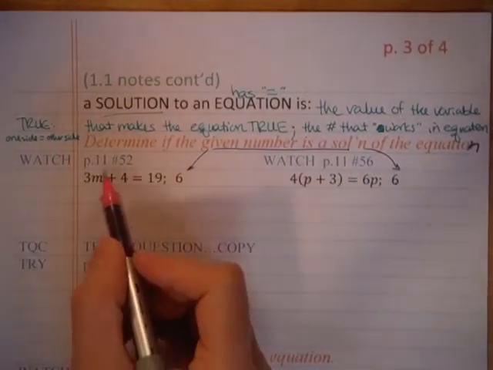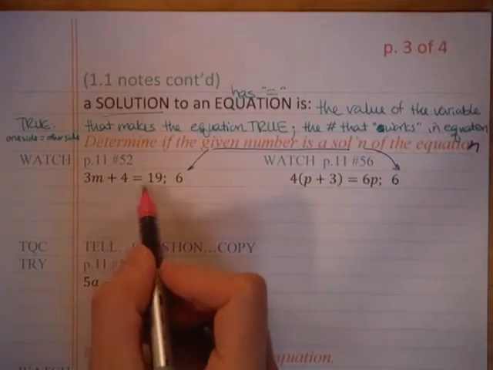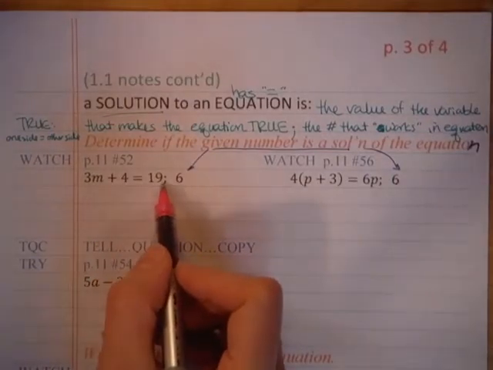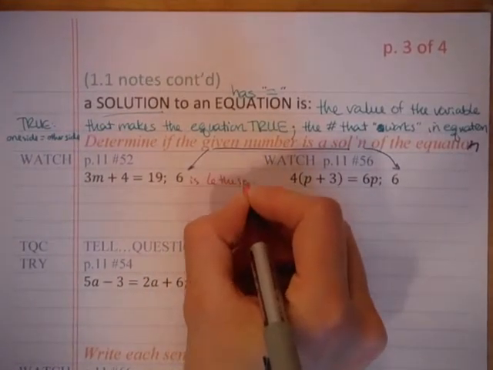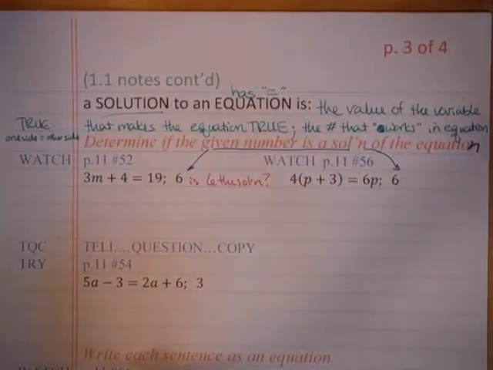So on number 52, we've got 3n plus 4 equals 19. We're trying to determine if 6 is the solution. Is 6 the solution to the equation? That's really what we're trying to do here.